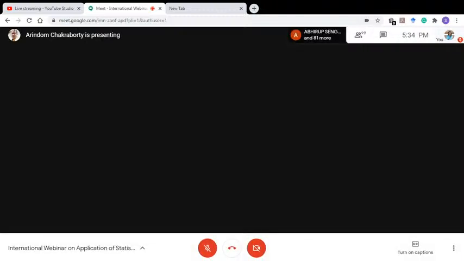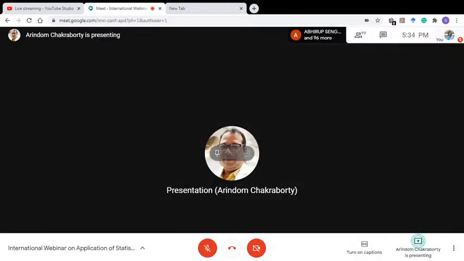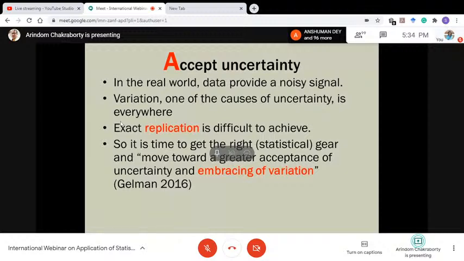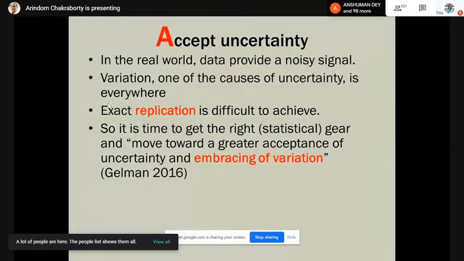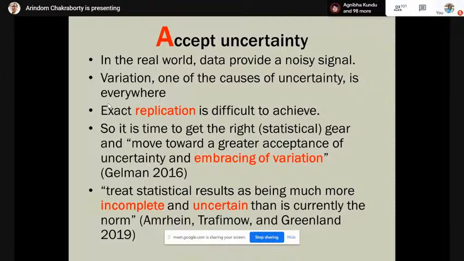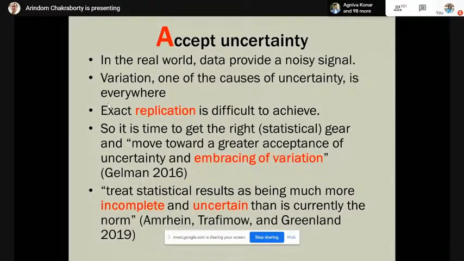and move toward a greater acceptance of the uncertainty and embracing of variation. So you have to accept that variation will be there, and you have to deal with it, and accept this uncertainty. Treat statistical results as being much more incomplete and uncertain than is currently the norm. So that is a very interesting thing.